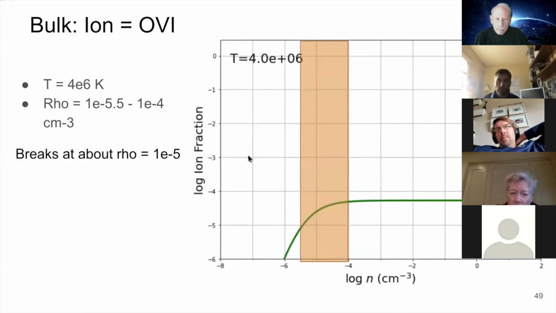And if you look at the bulk region, this is the temperature of that. This one has a power law break at about 10 to the minus 5. So above that, it's about flat. Below that, it's falling off. This is all an approximation, of course.